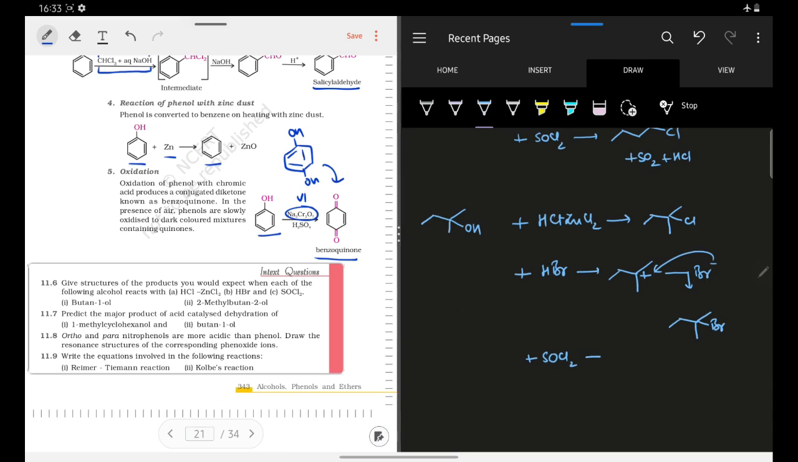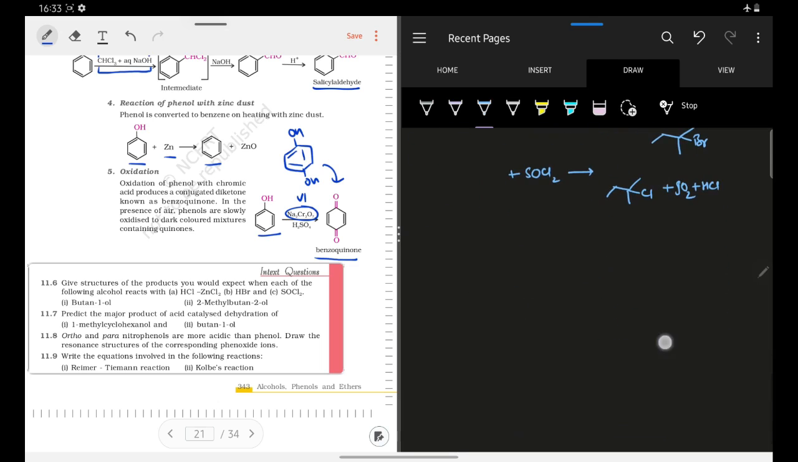With SOCl2 also we know that the OH will be replaced by Cl, and the product formed would be this one, with Cl, and we will have SO2 and HCl. Okay, so these are the products that will be formed. We must know that the Lucas test is primarily used to distinguish between 1 degree, 2 degree and 3 degree alcohols, which is this, right? This is Lucas reagent.